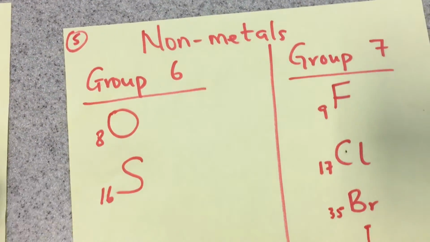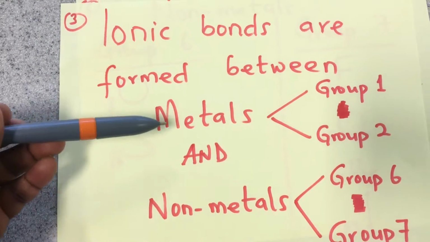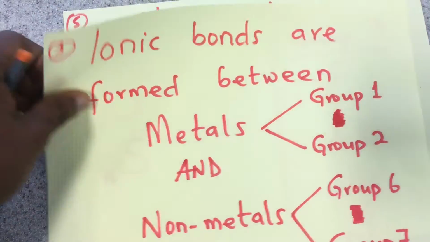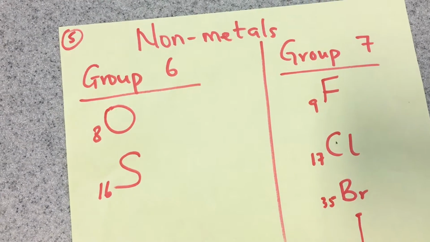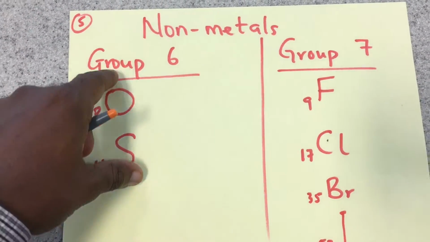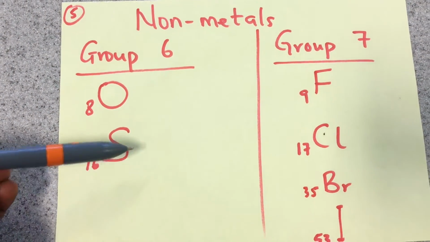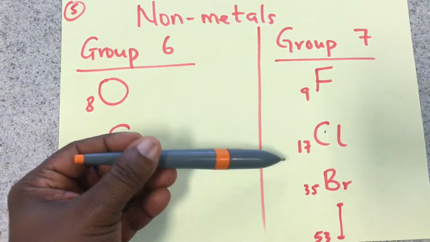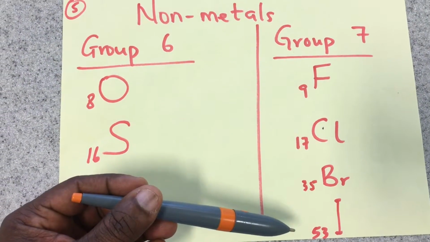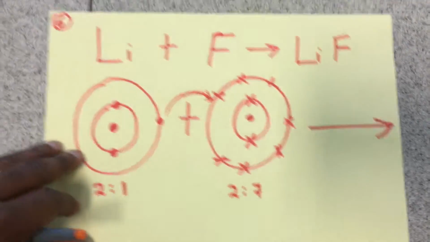And there should be a reaction between the metals. Remember, we can form the bonds when metals react with non-metals. So, reaction between the metals and these non-metals. The non-metals we are considering are group 6 and group 7. So we'll be looking at oxygen and sulfur for group 6, and fluorine, chlorine, bromine, and iodine for group 7. Let's look at a typical example. We'll take lithium and fluorine.